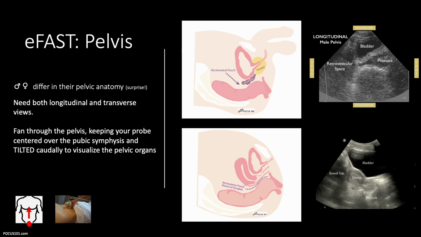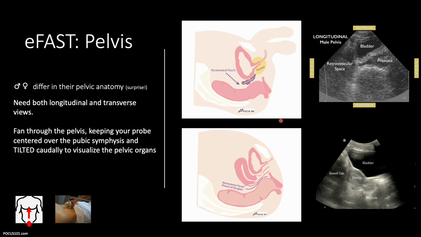Now let's jump down to the pelvis and see what those views look like on a FAST exam. So spoiler alert, male and female patients will differ in their pelvic anatomy. I know that is a surprise and it wasn't something they taught you in medical school, but just take my word for it. There is a difference in those pelvic organs. So depending on the biologic sex of your patient, you may need to be able to recognize what a prostate looks like and what a uterus looks like, because fluid will accumulate in slightly different places depending on the pelvic anatomy.